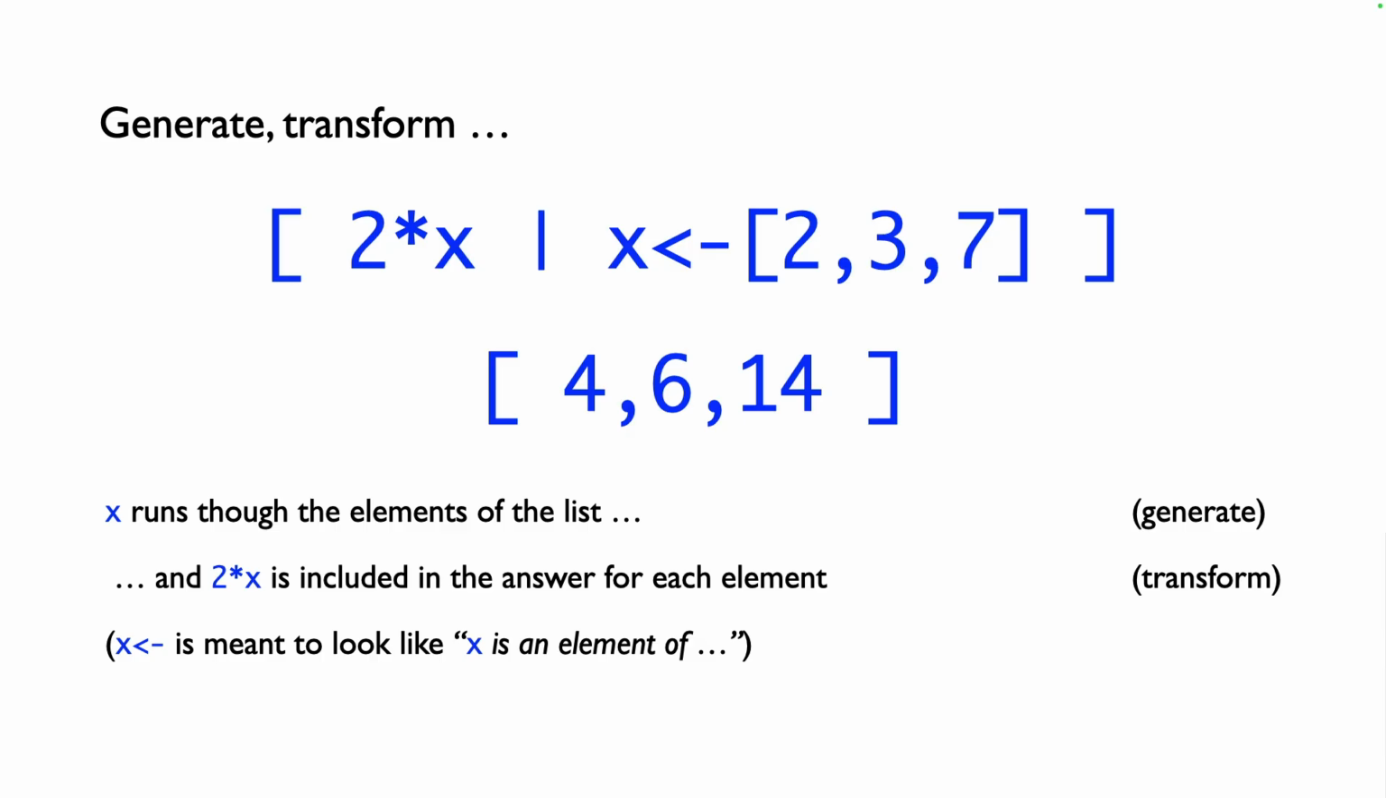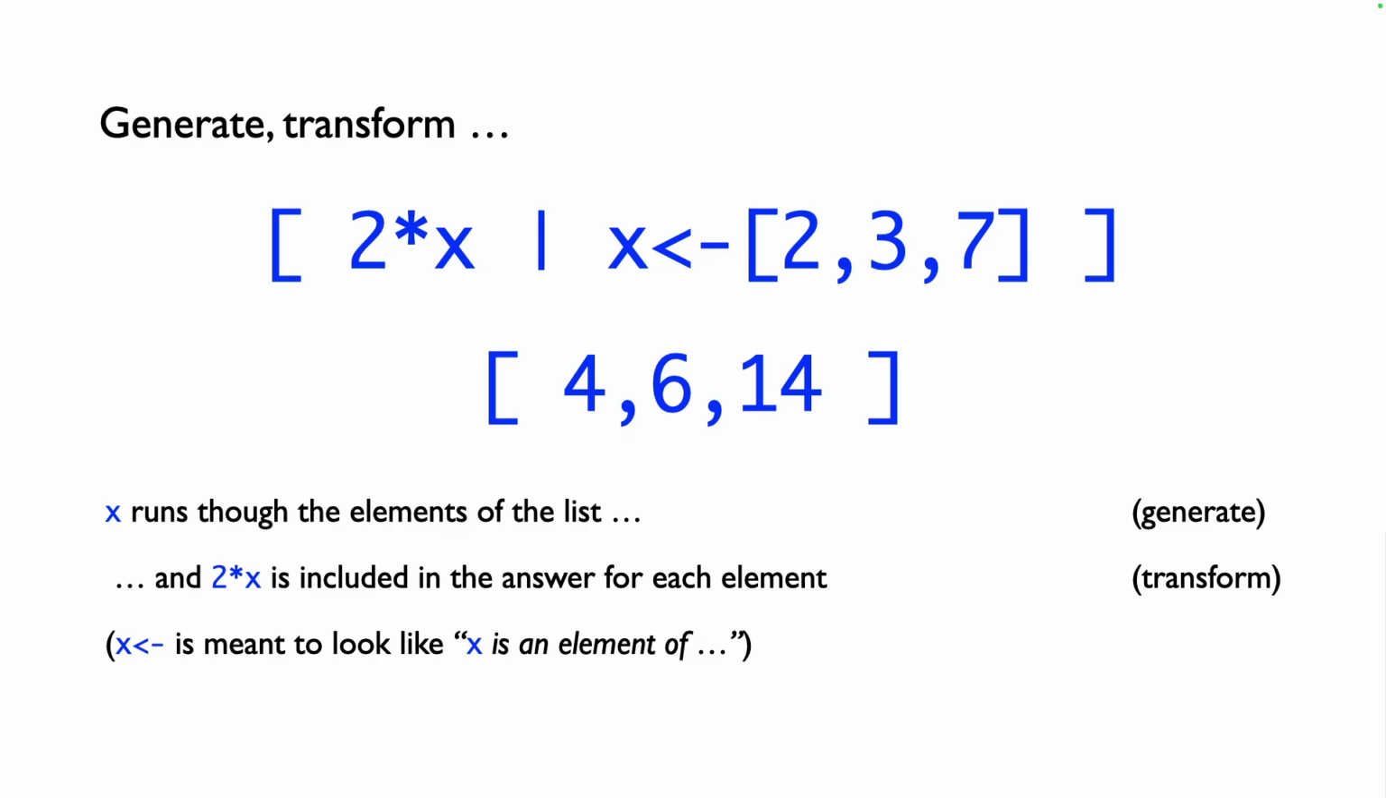So the generate here is x coming from the elements of the list 2, 3, 7, and the transformation is because we're doing something to those elements. We're multiplying each of them by 2. This leftward arrow is meant to look a bit like the "x is an element of" notation you'd see in set theory, a Greek epsilon. So that's the reason. And you can see it's also an arrow saying take elements x from that list.